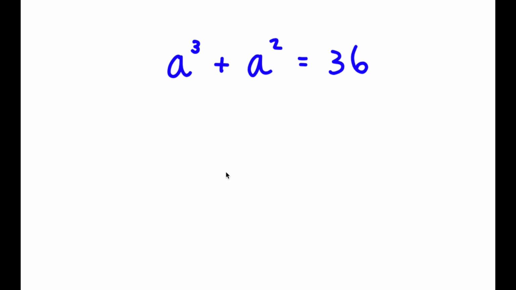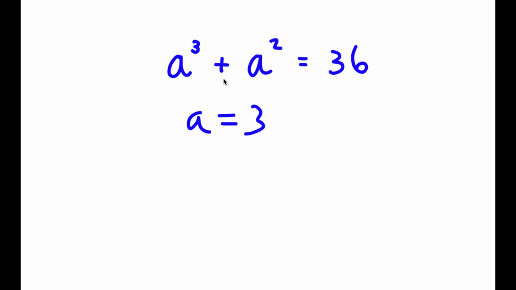Alright, so in this problem, I have a to the power of 3 plus a squared equals 36. So to actually find all solutions to this problem, I need to first start by finding one solution. So to do that, I'm just going to plug in some numbers and see if they work. So let's try 1. If we plug in 1, we get 2 is equal to 36, which is wrong. If we plug in 2, we get 8 plus 4, which is 12 equals 36, which is wrong. If we plug in 3, we get 3 to the power of 3, which is 27. 27 plus 3 squared is 9. 36 equals 36. So a equals 3. This is one solution of a.